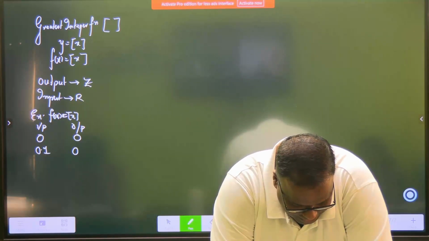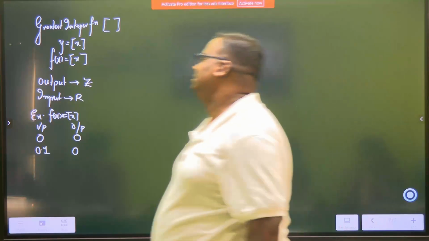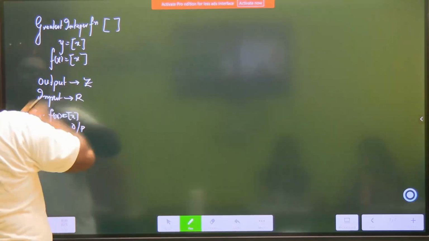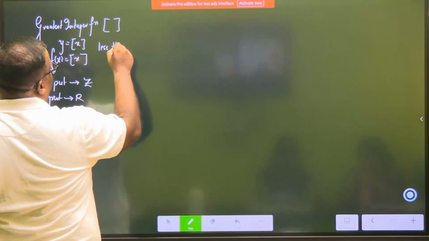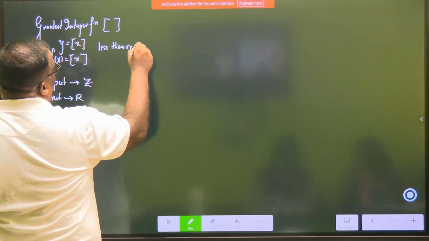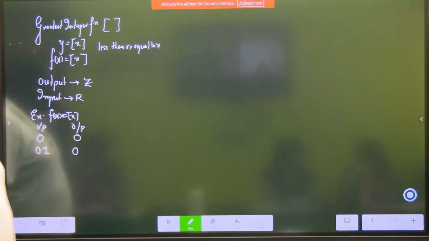One minute. The greatest integer less than or equal to x. Yeah. The greatest integer, it is supposed to always give you the greatest integer less than or equal to x.